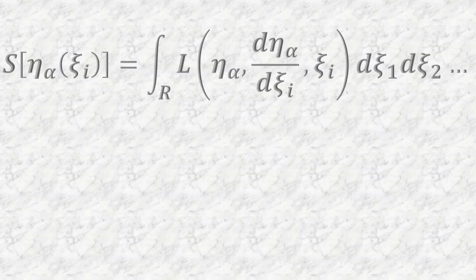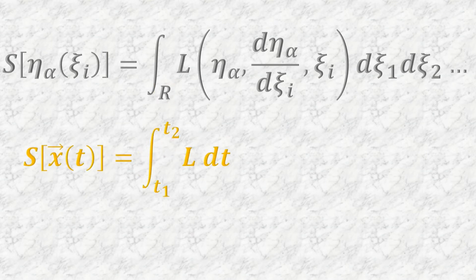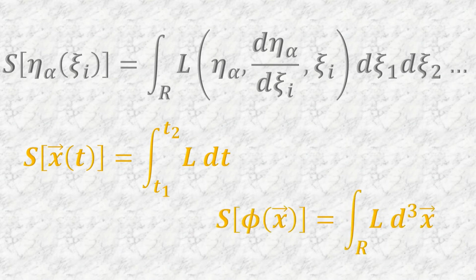We now define the action, denoted by S, for a specific configuration of the etas as the integral of the Lagrangian over all the size covering the region. For the motion of a particle, the action for a path is defined as the integral of the Lagrangian over time.